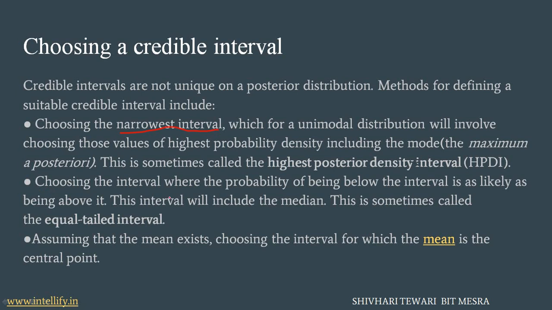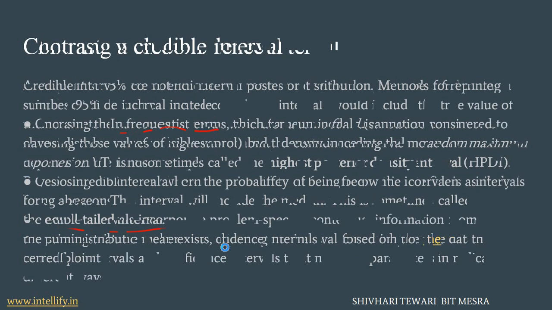Choosing the interval where the probability of being below the interval is as likely as being above it. This interval will include the median and is sometimes called the equal-tailed interval. Assuming that the mean exists, choosing the interval for which the mean is the central point.